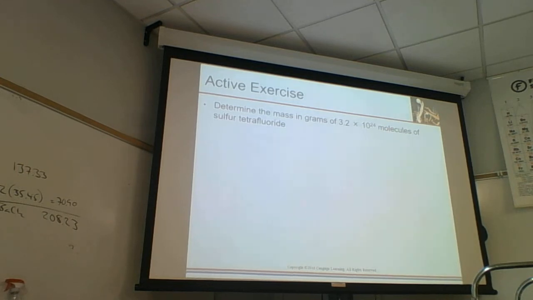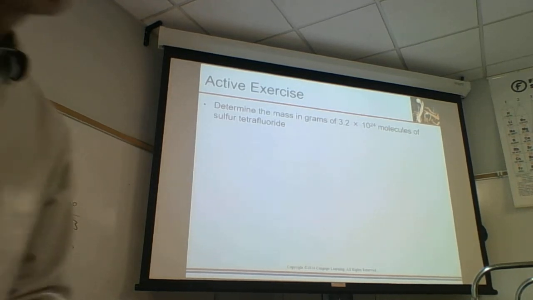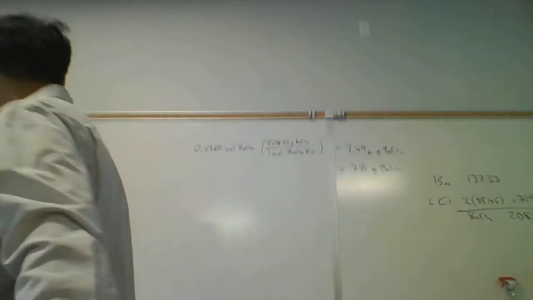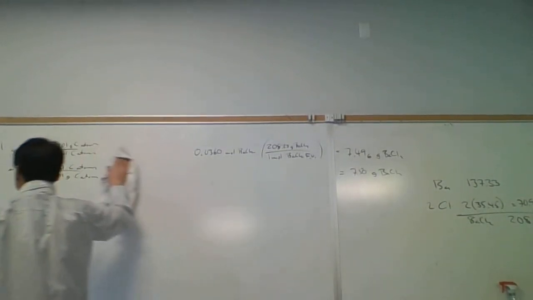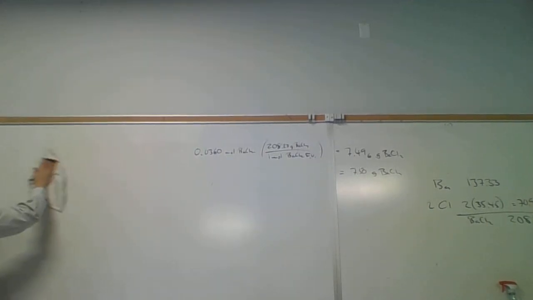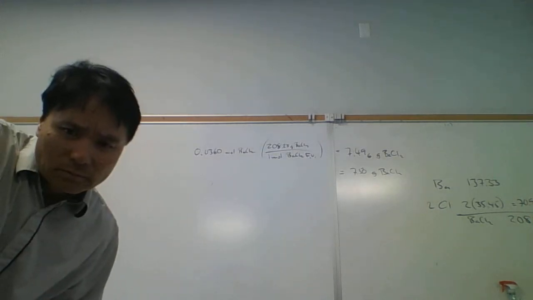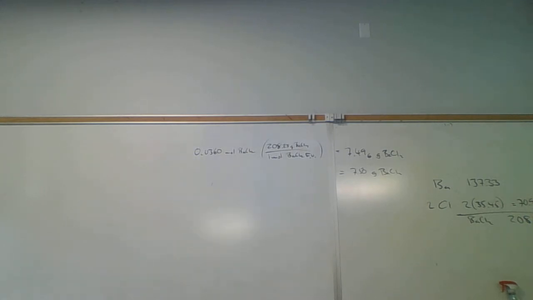To determine the mass in grams of 3.2 times 10 to the 24 molecules of sulfur tetrafluoride. All right, so the first thing is, what's the formula for sulfur tetrafluoride? Well, one thing is, it's not an ionic compound. How do I know? Because we're using tetra. Tetra, di, tri, all those things are not for ionic compounds, they're for molecular compounds.